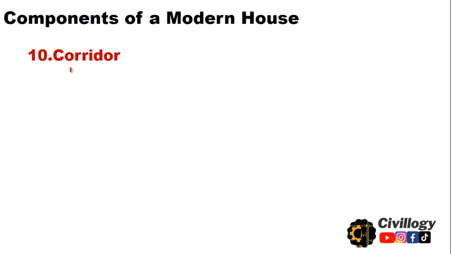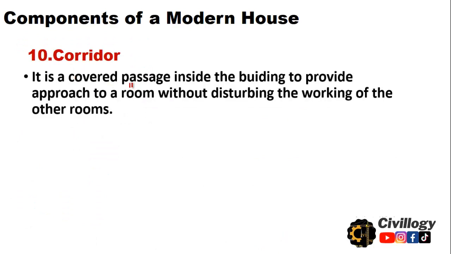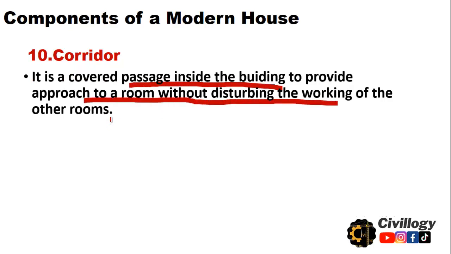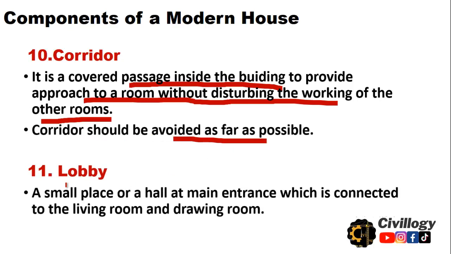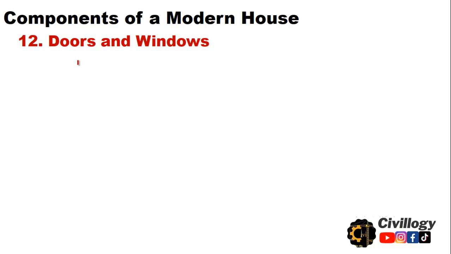The tenth component is corridor. It is a covered passage inside a building to provide approach to a room without disturbing the working of the other rooms. Corridor should be avoided as far as possible. The 11th component is lobby, a small place or a hall at main entrance which is connected to the living room and drawing room. Doors and windows.